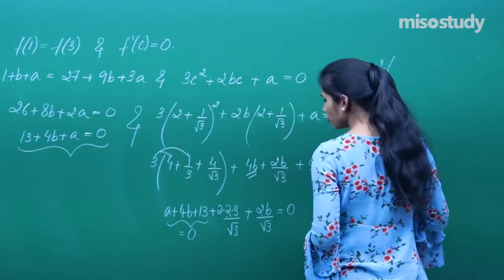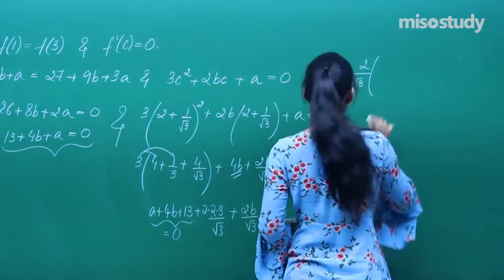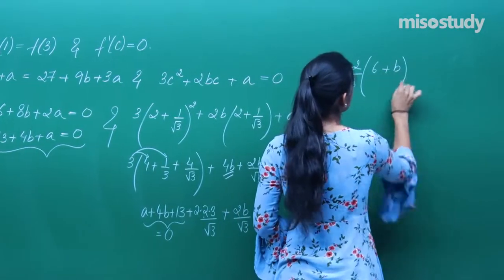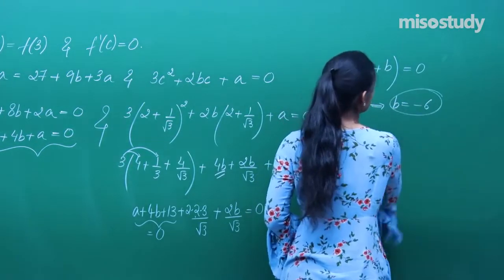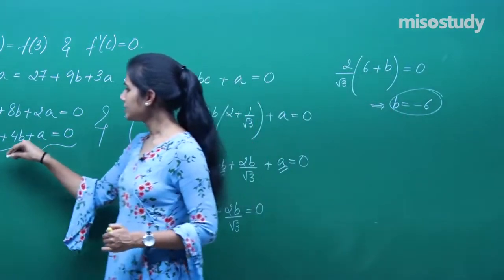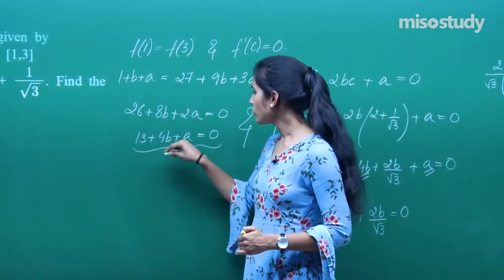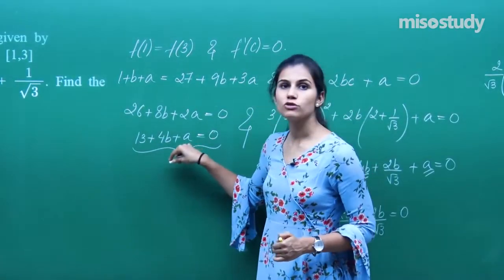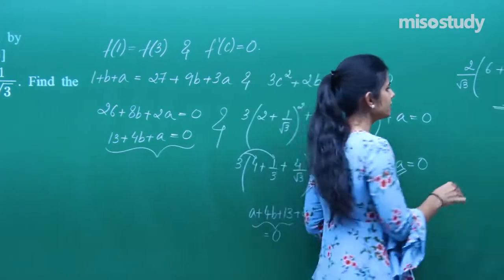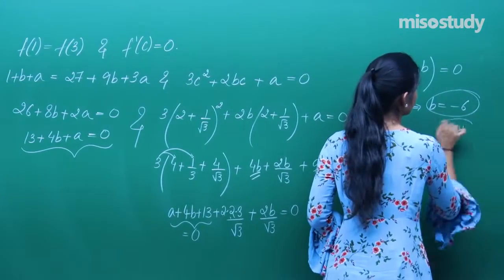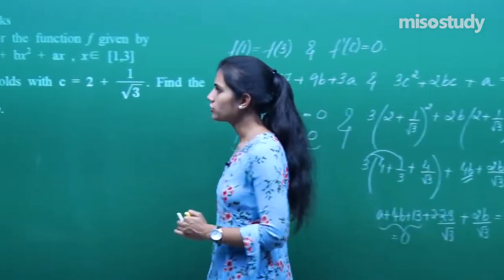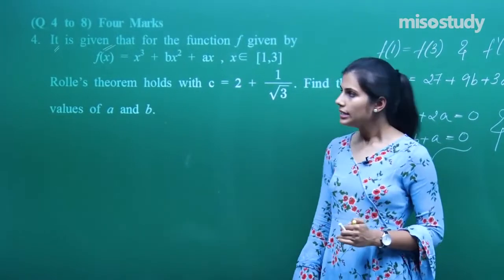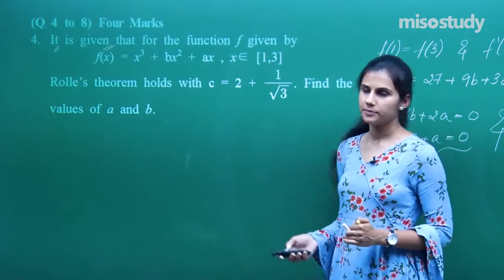If I take out common 2 by root 3, I am left with 6 plus b, which implies b is equal to minus 6. If b is minus 6 and 13 plus 4b plus a is 0, a is going to come out to be 11. So you get a is 11. That's how the value of a and b is computed for this particular function for which Rolle's theorem is being satisfied on this interval.